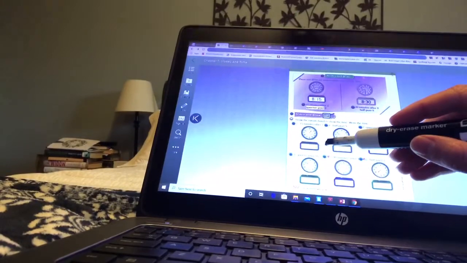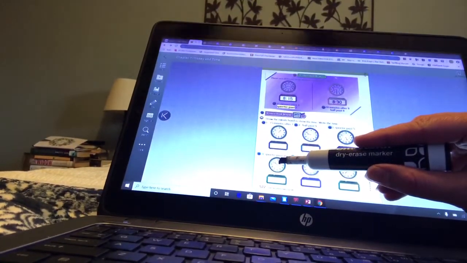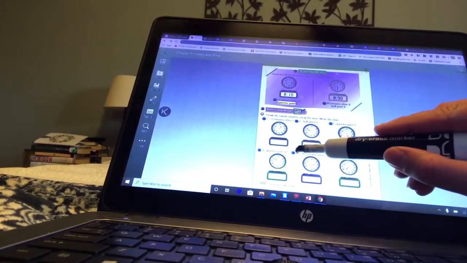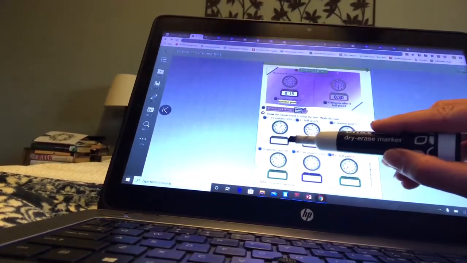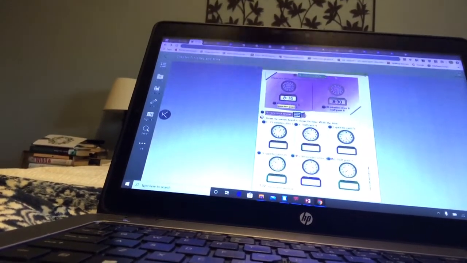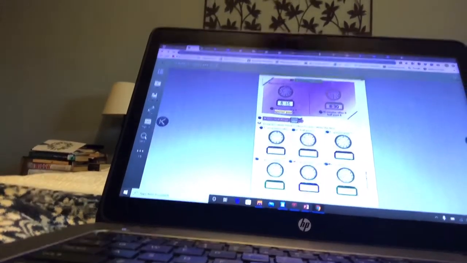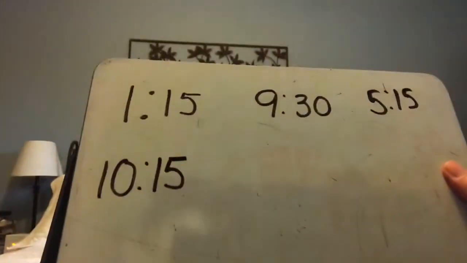Quarter past 10. So again, your hour hand is a little bit past the 10, and a quarter of an hour is 15 minutes. 0, 5, 10, 15. So your time, if it's quarter past 10, is 10:15.